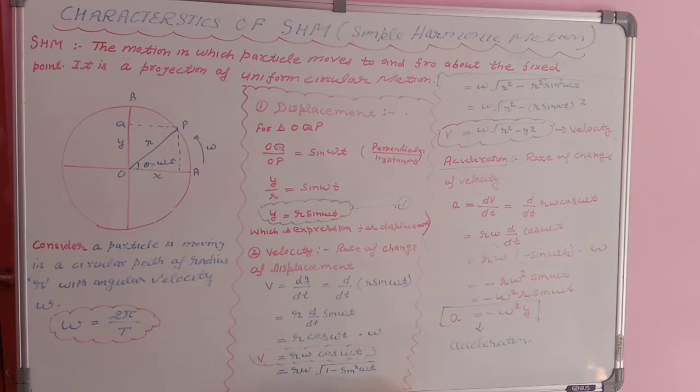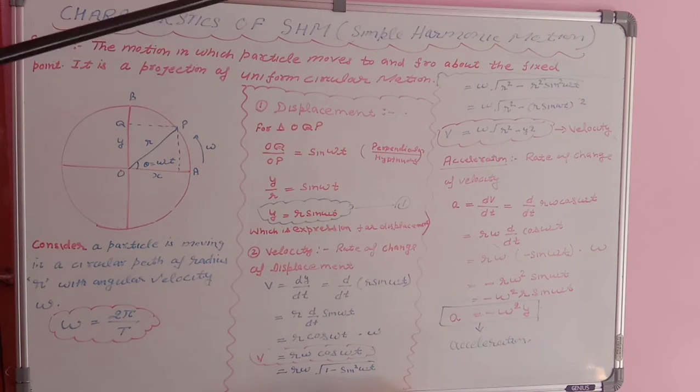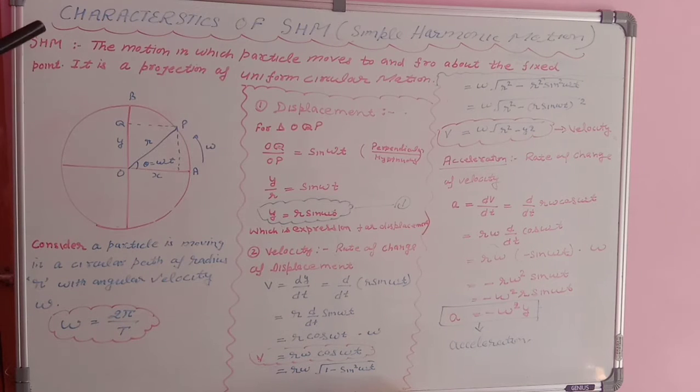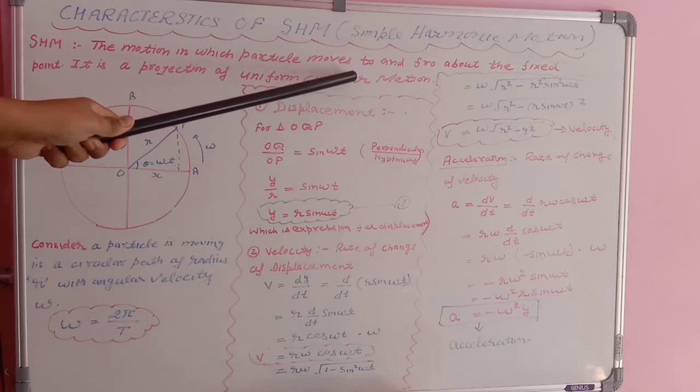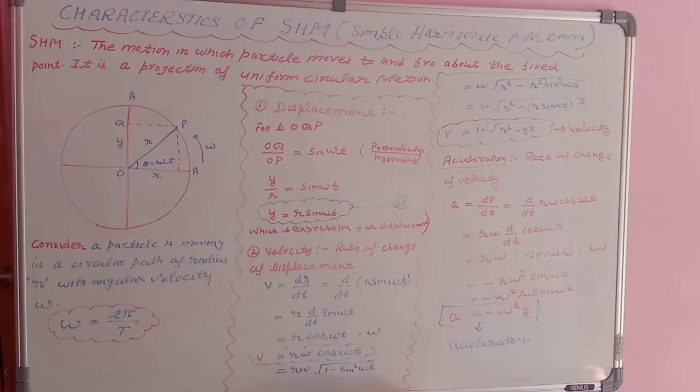Okay, so dear students, now we want to continue the same topic with a different term called SHM. Students, the meaning of SHM is simple harmonic motion, and it is an oscillatory motion. So you can write that simple harmonic motion is the motion in which a particle moves to and fro about a fixed point, and that fixed point we have given the name mean position.